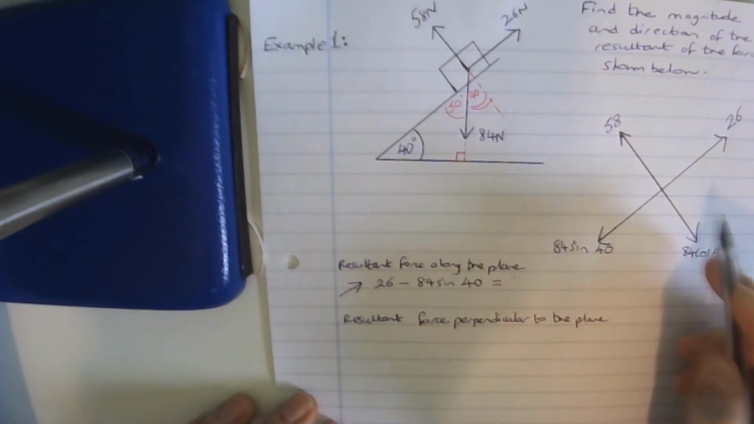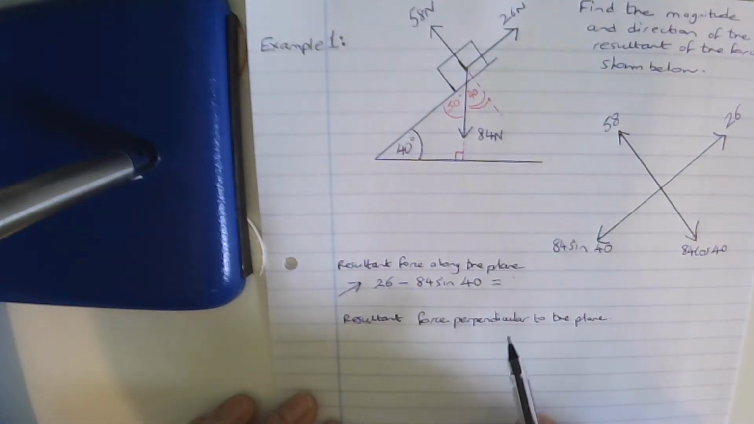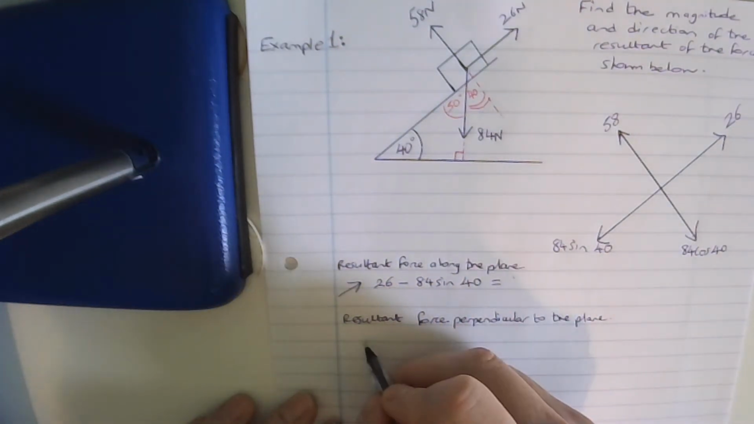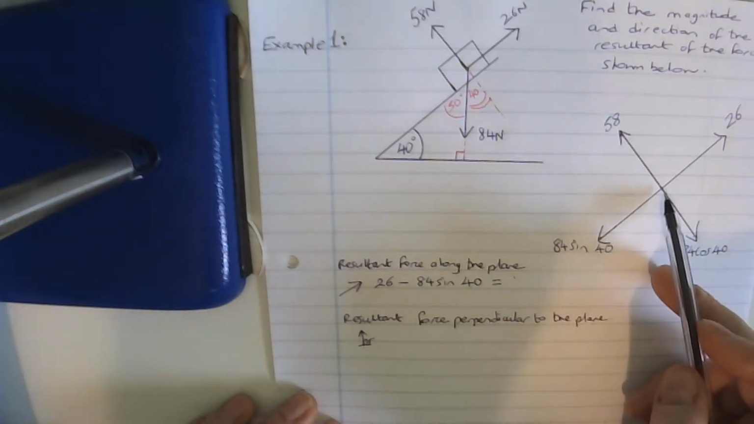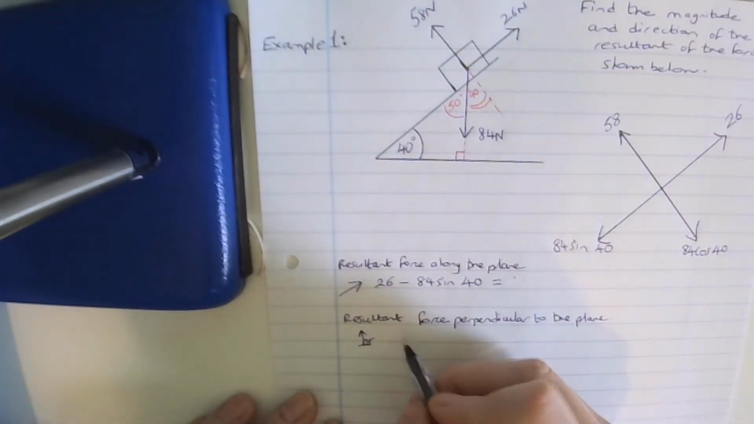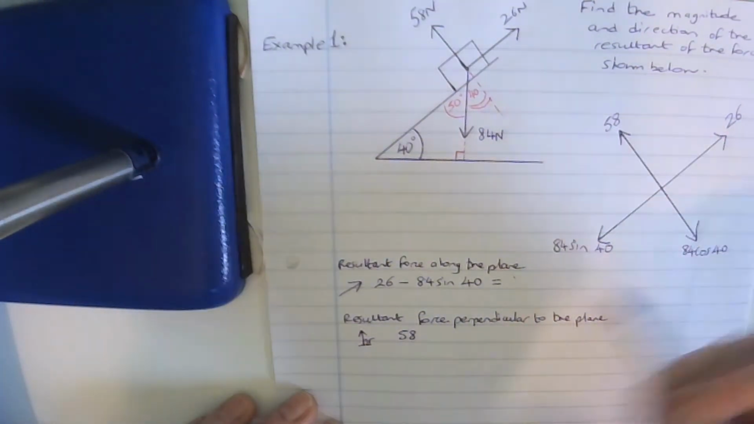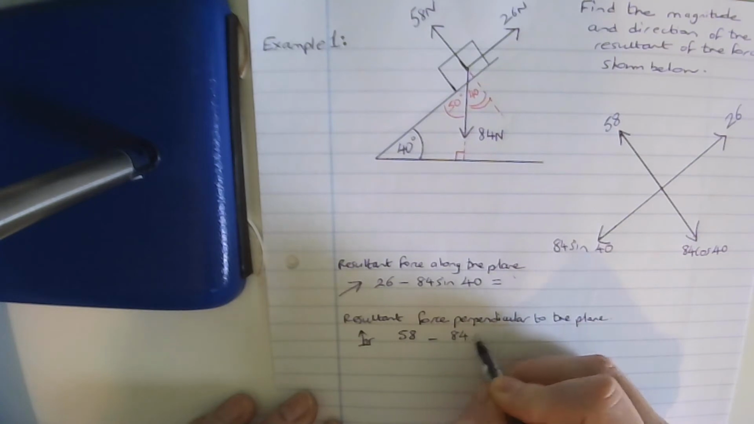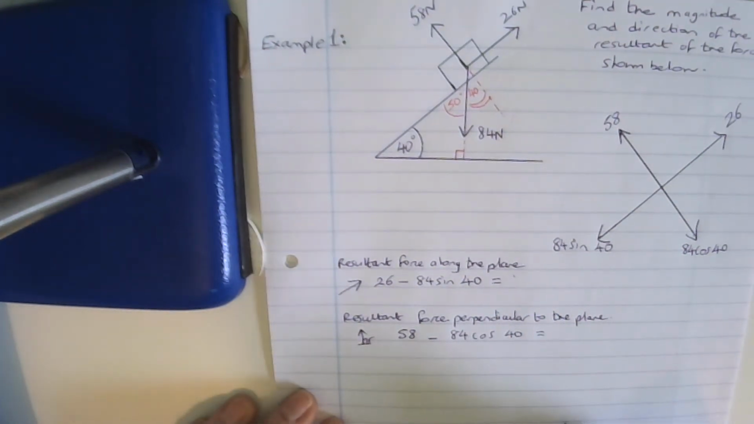But we have all these in this diagram here, so we don't have to really refer back to this. We have them all here. So perpendicular to the plane, and I am going to do those going up the way. I'm just going to do a little right angle to mean really perpendicular going up the ways. Okay, so I am going to do 58 going up perpendicular to the force, and this is going the other way, so it's going to be take away 84 cos 40. Now let's work out those two forces.